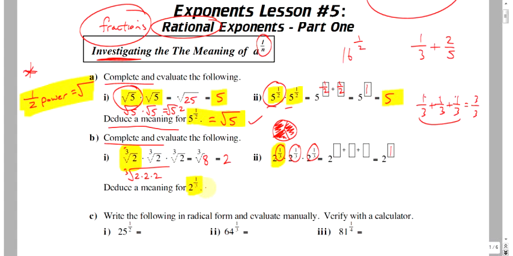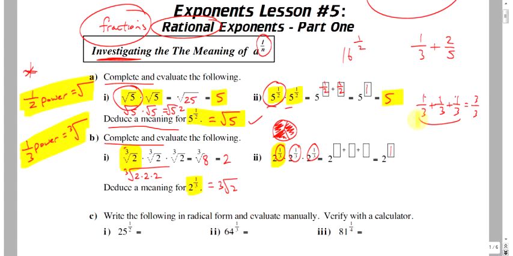2 to the 1/3 power is the cubed root of 2. One-third power is cubed root. Okay? Stick that one in your noodle.